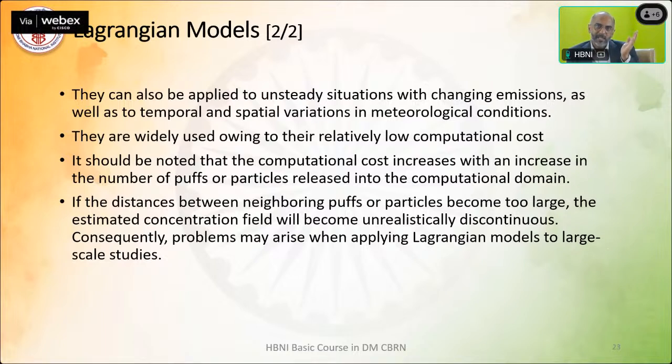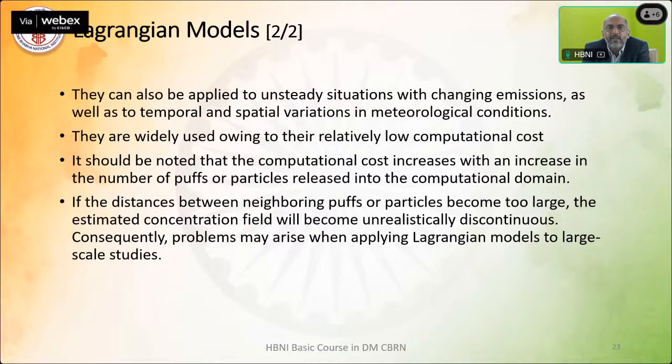And they can also be applied to unsteady situations with changing release conditions, changing emissions or pollutant release, as well as temporal or spatial variation in meteorological conditions. Basically, you can treat changing weather conditions, which we could not in the Gaussian plume, where we have taken an assumption that the velocity is constant in the x direction, okay. So here you can treat this changing velocity and temporal profiles of wind as well as the release parameters, and they are widely used owing to their relatively low computational cost. This is not as computationally intensive as your CFD models, okay.